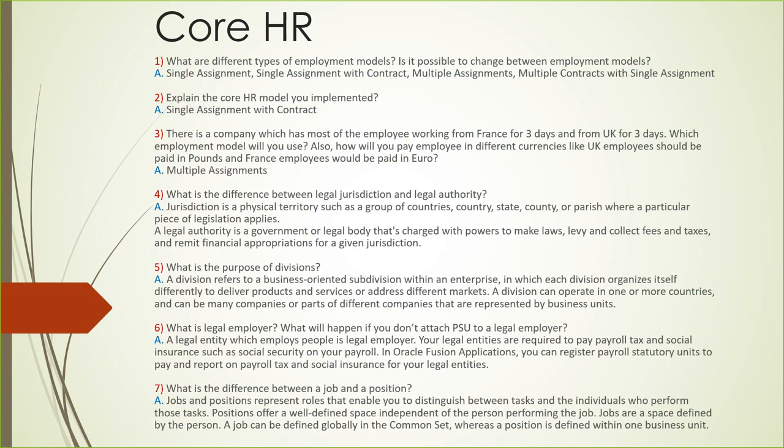So, the two tier model means single assignment, single assignment with contract, and multiple assignments. As the name suggests, it is single assignment with or without contract. But the difference between two tier and three tier is about the employment terms. In two tier, you do not have employment terms, whereas in three tier, you have employment terms. Two tier has two entities, assignment and work relationship. Three tier has three entities, work relationship, assignment, and work terms. Okay, friends? So this is very simple.